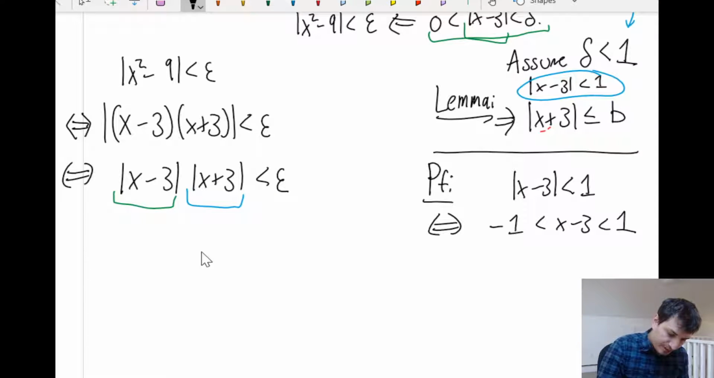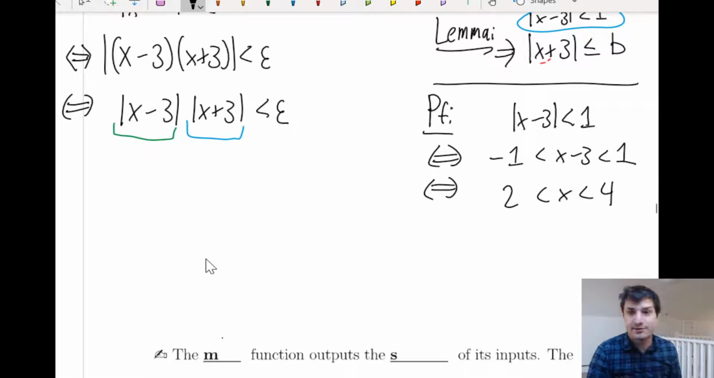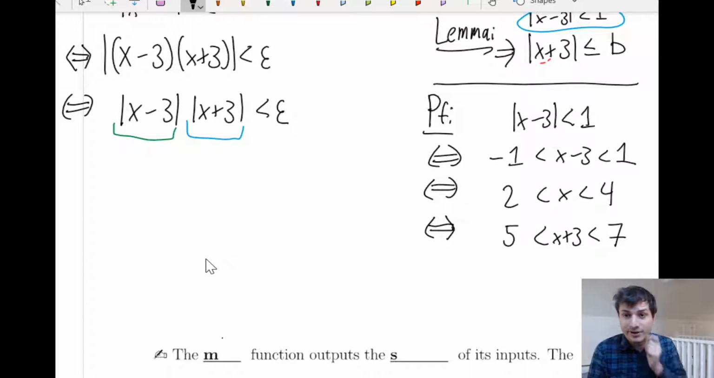Okay. And now I can rearrange this just for x. So I can do 2 is less than x less than 4. Okay, that's nice. And I want to end up at x plus 3. So why don't I add 3 to both sides? 5 is less than x plus 3 is less than 7. Okay, so that's what I have.